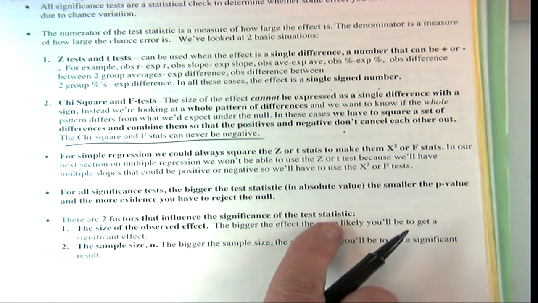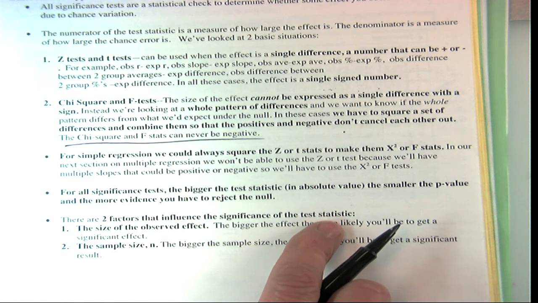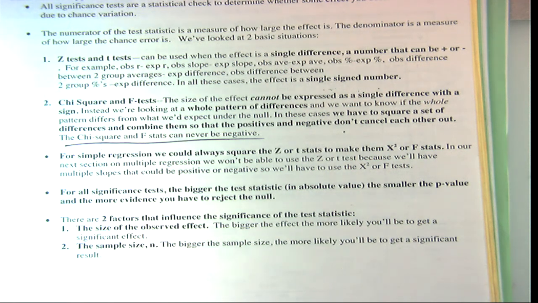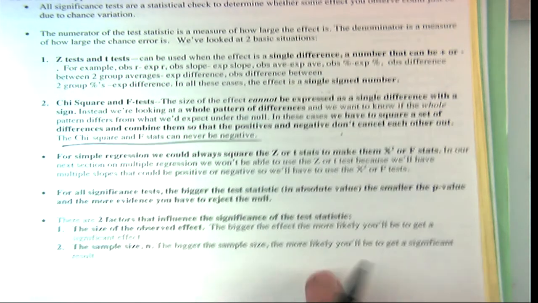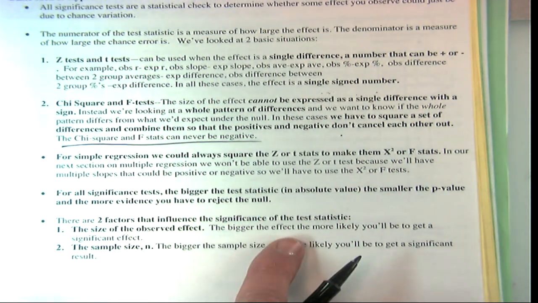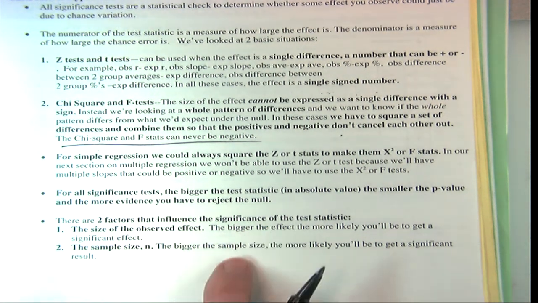So the bigger your test stat, the bigger your f is, the bigger your chi-square is, the bigger your z, t, all of them, the farther away it is from what you expect, the more significance you have and the more evidence you have to reject the null.